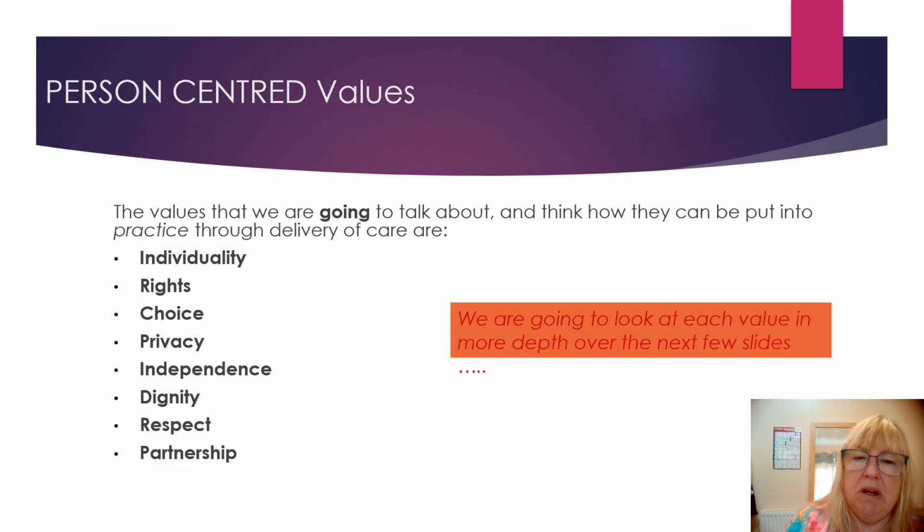So the values we're going to be looking at here are this list of values, and we're going to look at them each in a little bit of detail. I'm going to give you an example and give you some time to think about and jot down some of your ideas about what you could do to actually use that value. We're going to look at individuality, rights, choice, privacy, independence, dignity, respect, and partnership. We're going to look at each one of them in more detail, and I'm going to give you an example for you to think on.